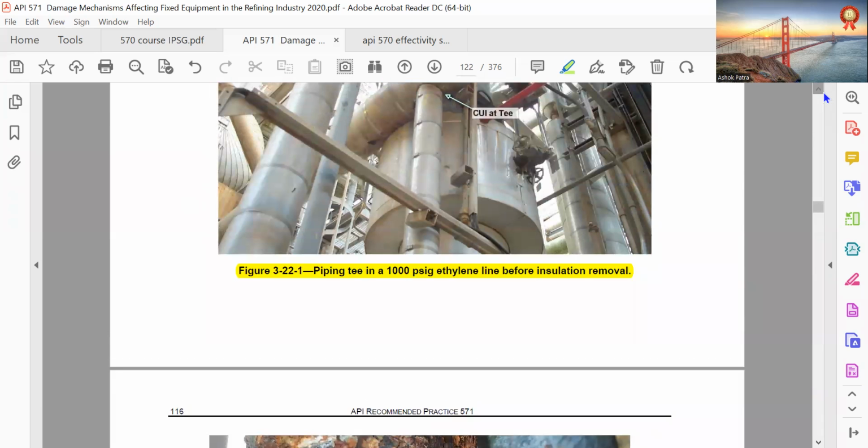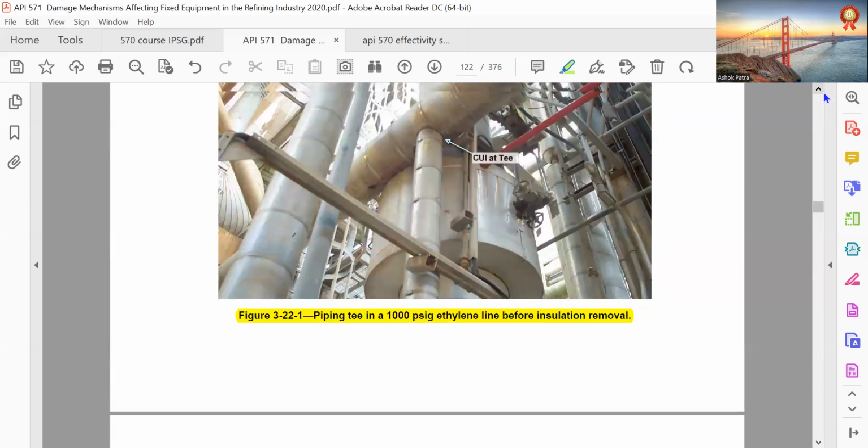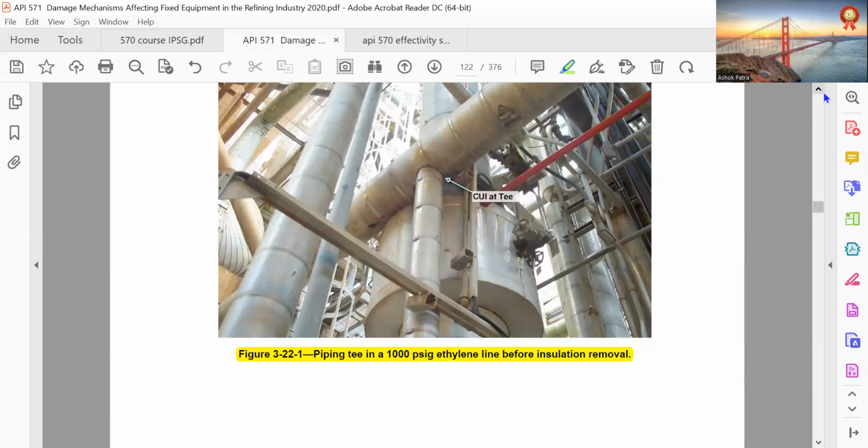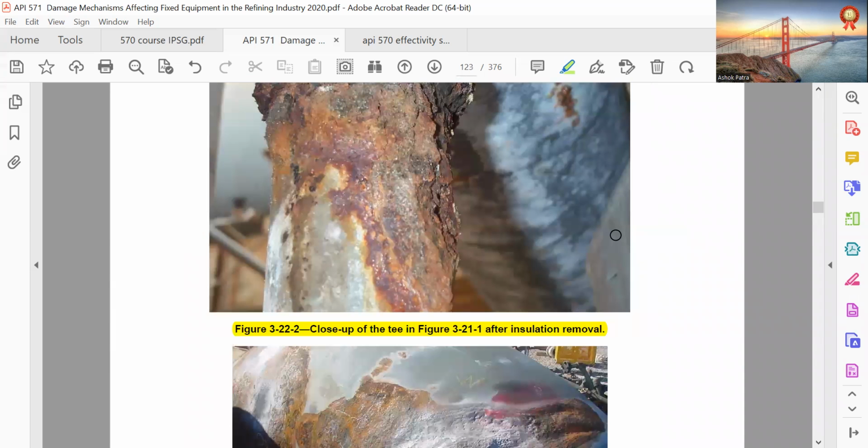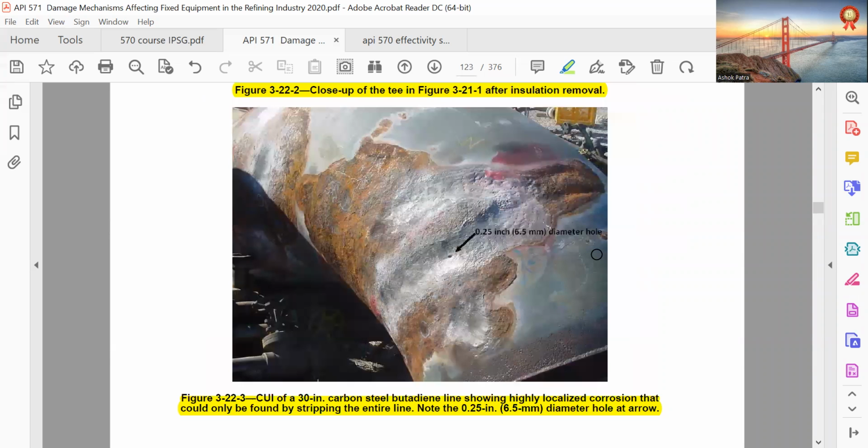The piping tee in a 1000 PSI ethylene line before insulation removed. Close up of the tee in figure 321-1 after insulation removed. CUI of 30 inch carbon steel butadiene line showing highly localized corrosion that could only be found by stripping the entire line. Note 0.25 inch, 6.5 mm diameter hole at arrow.